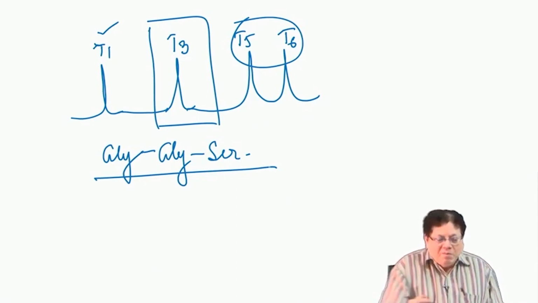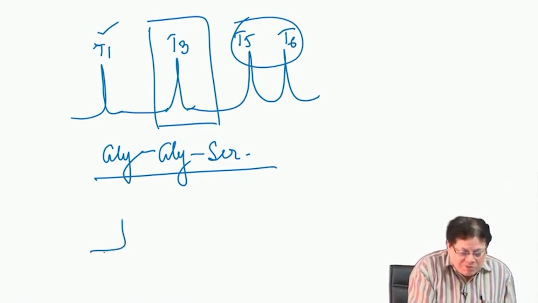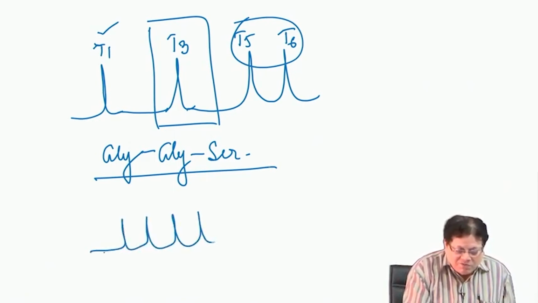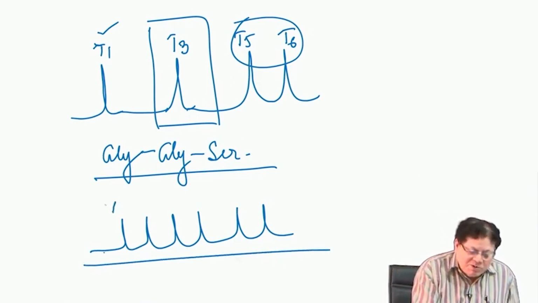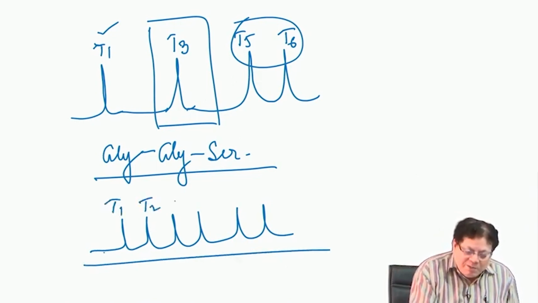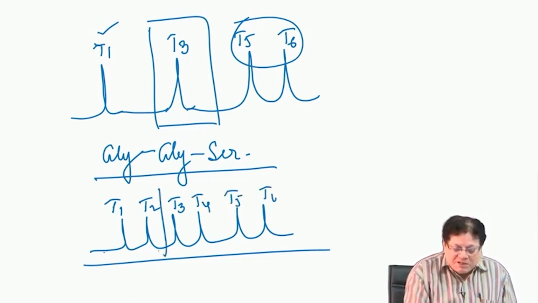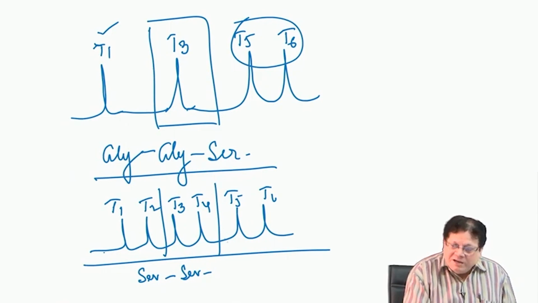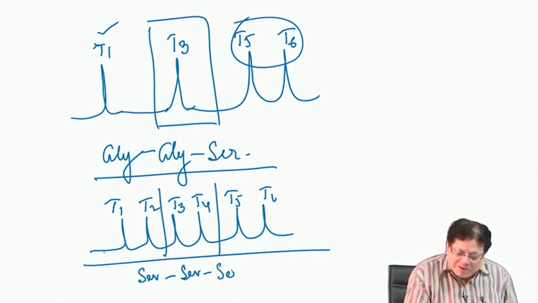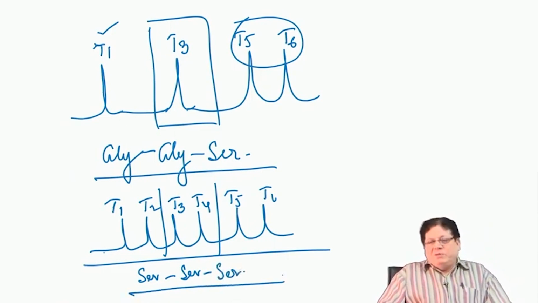If you have, on the other hand, suppose T1, T2, T3, T4, T5, T6, then what will be the sequence of your peptide? I get T1 plus T2, that means it is serine. I get T3 plus T4, that means this is also serine, and I get T5 plus T6, that means that is also serine. So, that is the peptide, tripeptide.